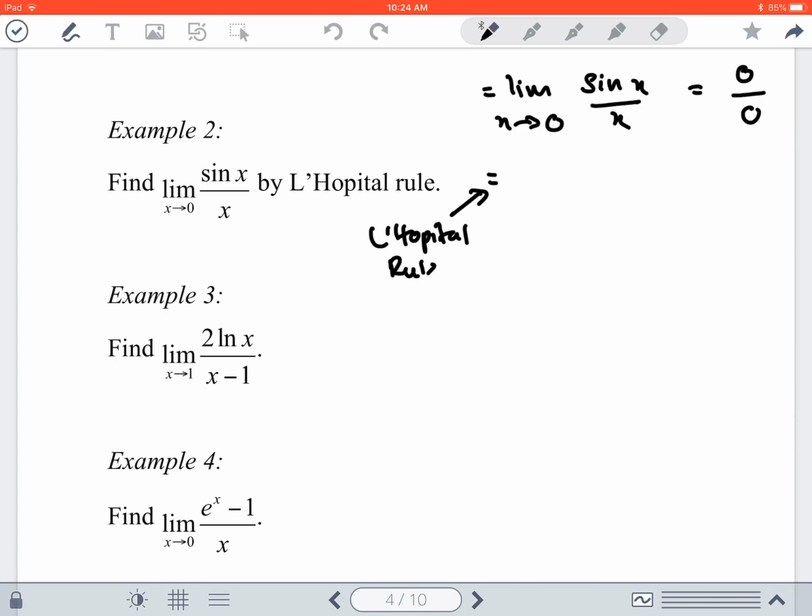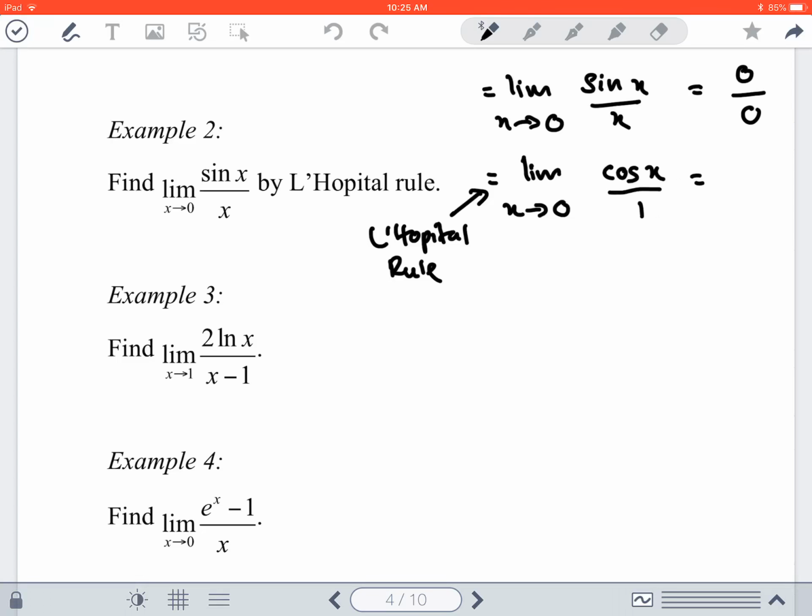So by using the L'Hopital rule, we still want to find out the limit of the function when x is approaching 0. But then we have to differentiate the numerator and the denominator separately. Here you don't need to use the fraction division rule. So you have to differentiate them separately. The numerator we have sine x, so when we differentiate sine x, we got cosine x. And then we differentiate the denominator, x becomes 1. And then you have cos x over 1.